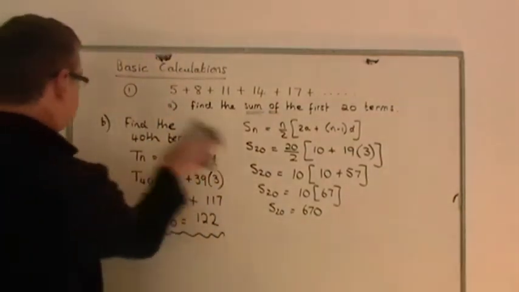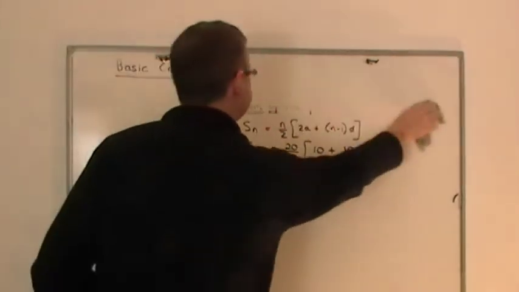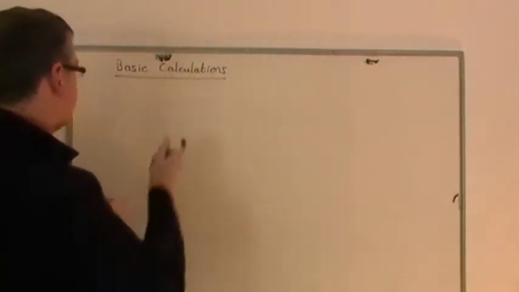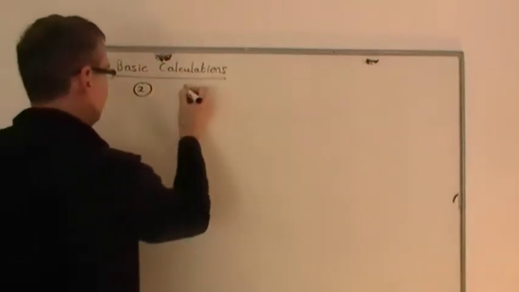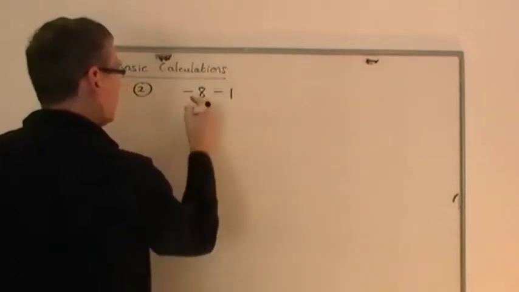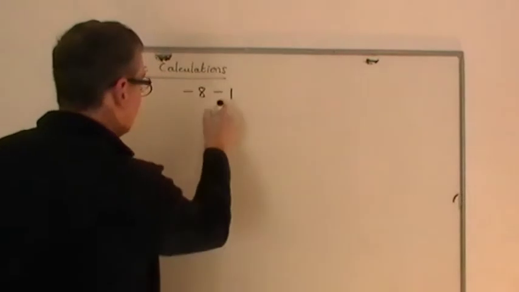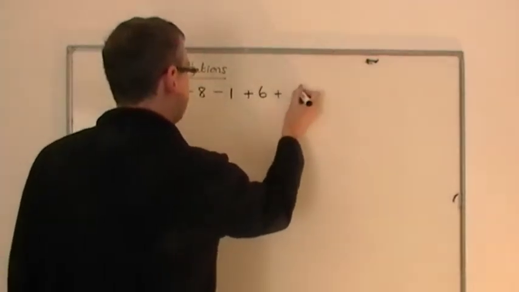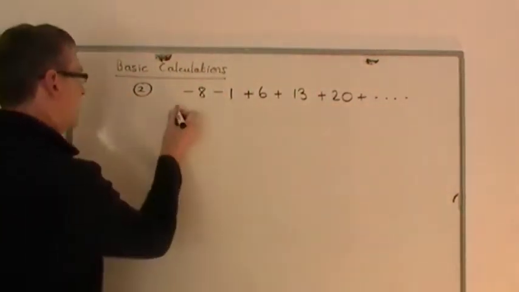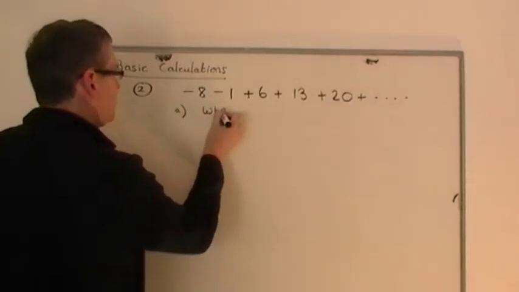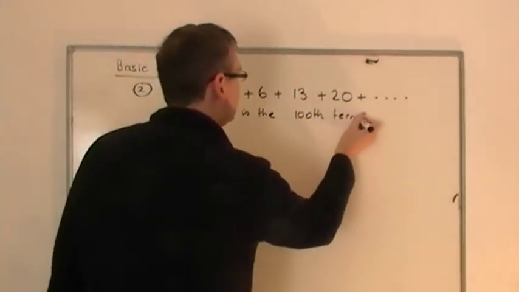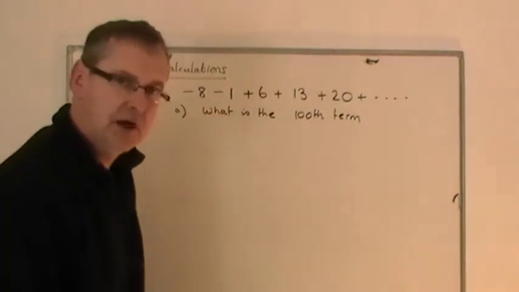So let's have a look at a second one. Number 2. Let's say I've got minus 8, minus 1, so you can see that I'm adding 7 here. Add another 7, you get plus 6, add another 7, plus 13, plus 20, and so on. Part A, I want to know what is the 100th term. So if I carried on to 100 terms, what would be the value of that 100th term?